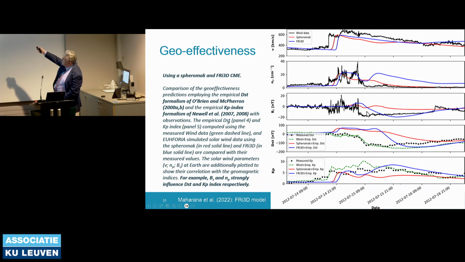It arrives too late. That's true, because the shock arrives too late. That's why the Bz component goes down too late. But you see it is the right magnitude. So you can already expect from this that the Dst prediction will be better.